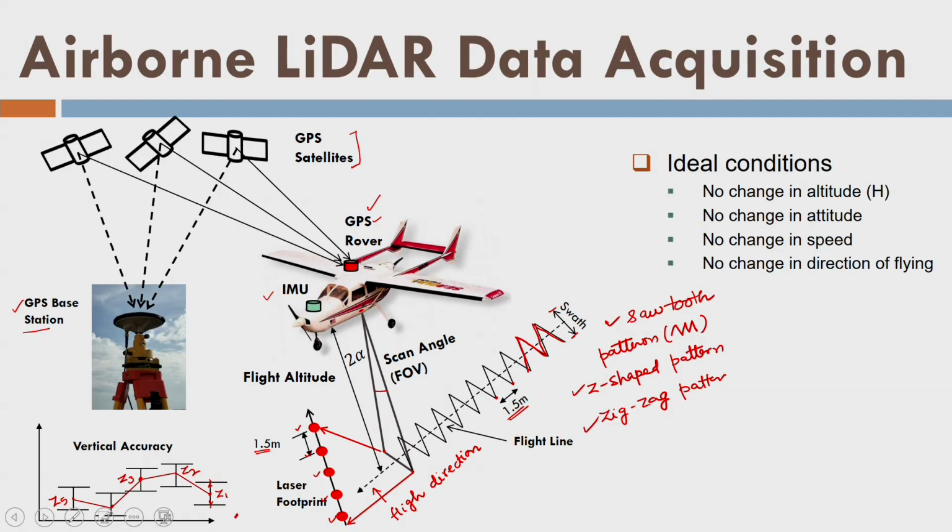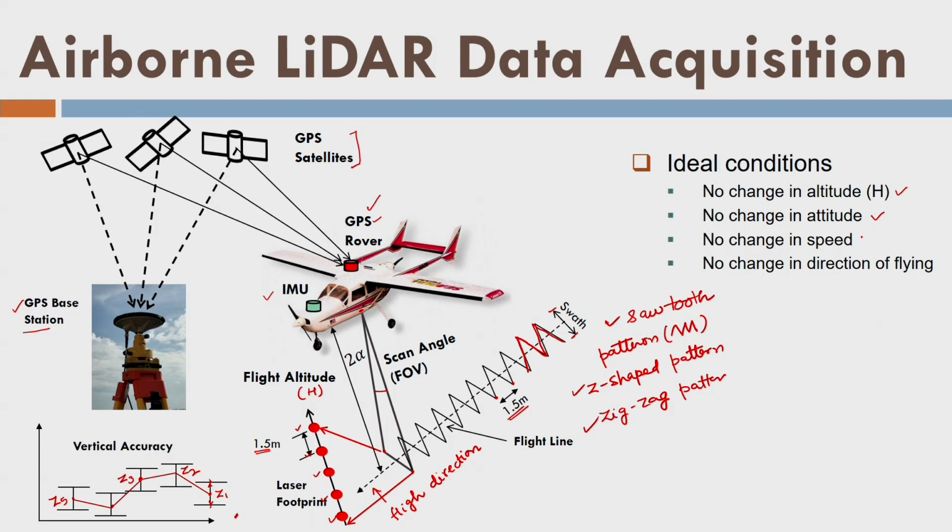Now, what are the ideal conditions here? The ideal condition is that there should not be any change of the altitude or the flying height, what we call the flying altitude, capital H here. That means an aircraft should always fly at a constant height with respect to the ground surface. Further, there should not be any change in the attitude, which means the aircraft should not vibrate like this. So there will not be any change in the attitude, or the roll, pitch and yaw values of the aircraft.